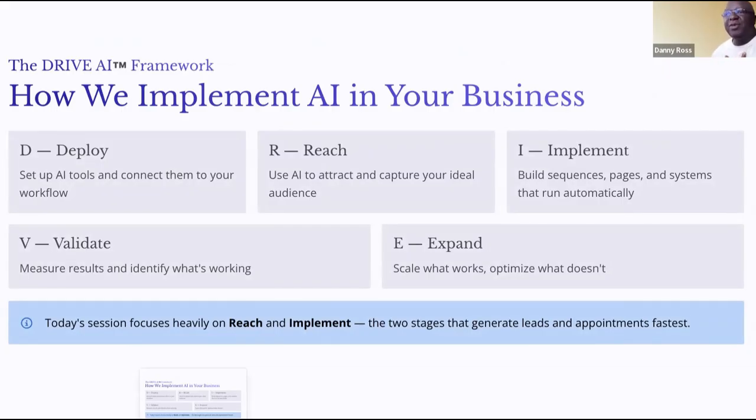Every week we talk about the DRIVE AI framework for our marketing. Deploy is setting up your AI tools and connecting them into your workflow. Reach is using AI to attract and capture. Implement is building sequences, pages, and systems that run automatically. Validate is where you take a look at what you're doing, make sure it's working, and if it is working, expand upon it. So again, it's a loop.